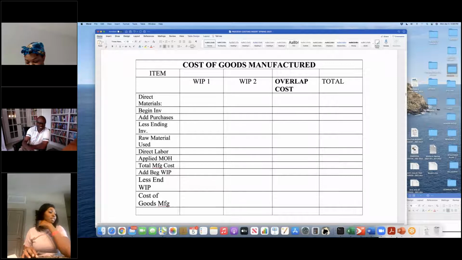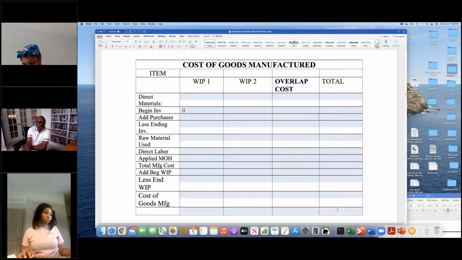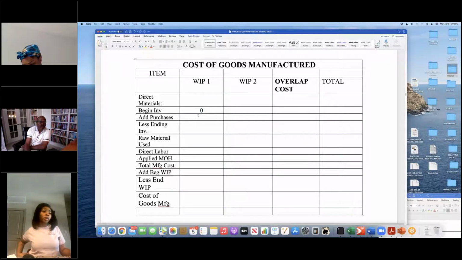I was getting confused a little bit. Okay, so now we just have to plug it in, right? Correct. So for direct materials, for work in process 1, what were the purchases? 330,000, right? I'll take your word for it. No, the first raw materials we would put 400,000, right? Yeah.